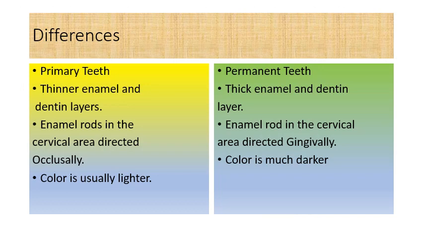The primary teeth have thinner enamel and a thinner dentine layer as compared to the permanent teeth. You have studied the enamel rods in your enamel chapter: they are directed occlusally in the occlusal area, while the enamel rods in the cervical area are directed gingivally in the primary teeth. The color, as I have told you, is lighter in the primary teeth as compared to the permanent teeth.